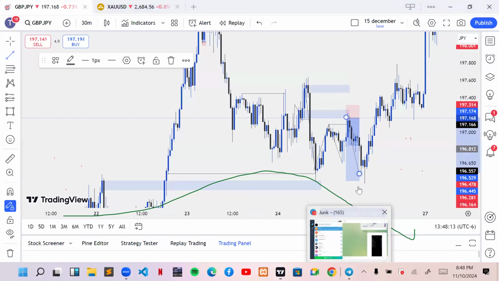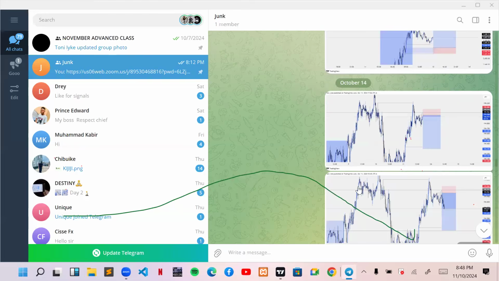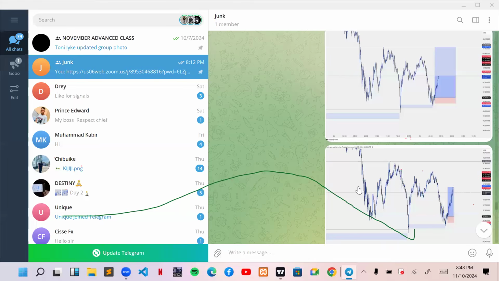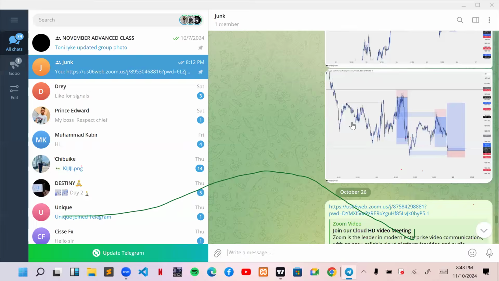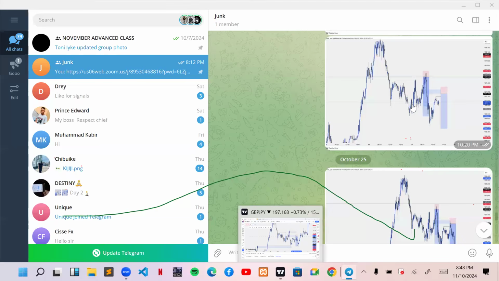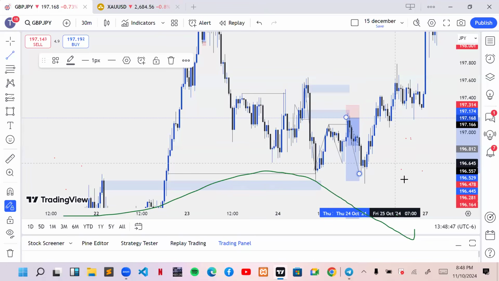I think when I made the analysis before, it should still be here. Let's see if I can find the before. Aha, see, this was the before. So I picked my entry from the breaker, regardless of there being another block up here. Because why? Following the rules, this breaker block has not yet been mitigated and is the one closest to liquidity. That was the before, and then this is the after. So hope I've answered your question.